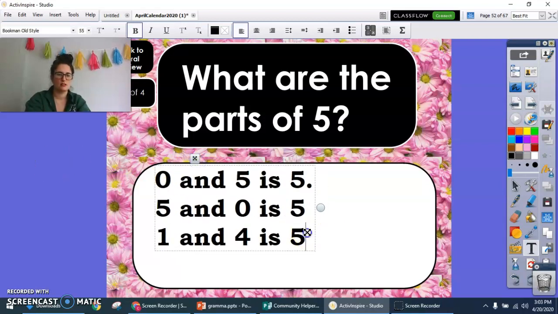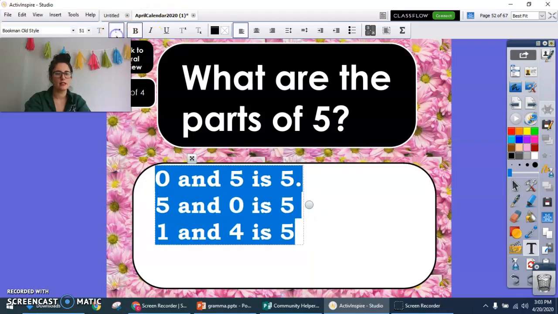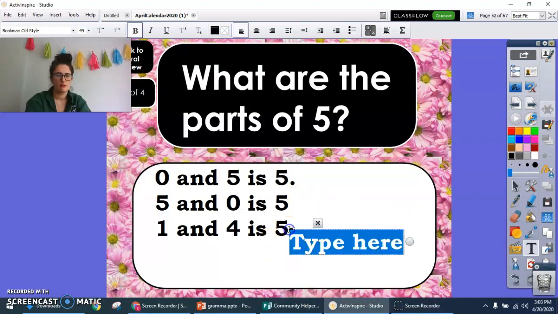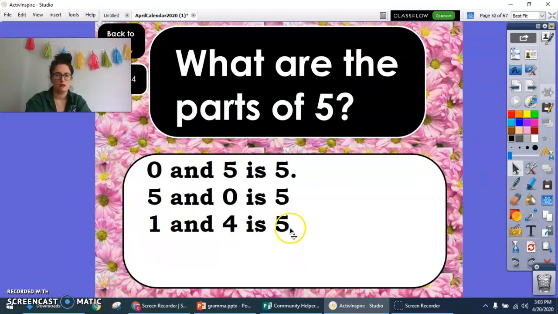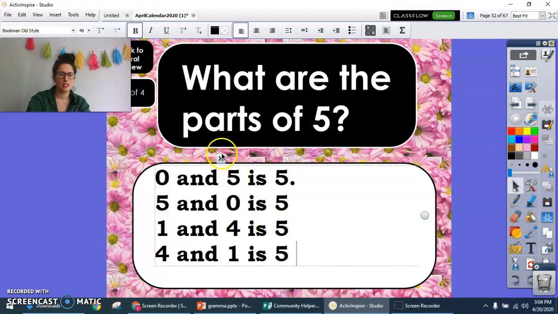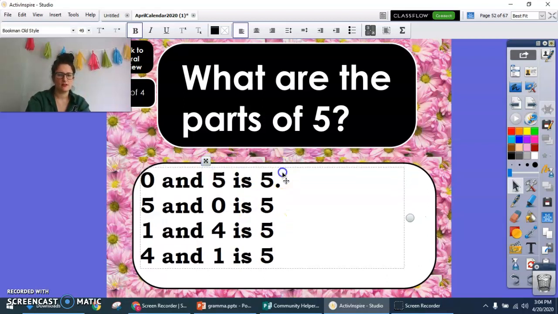Let's scooch this, make it a little tinier. Okay, now we take 1 and 4 as 5, and we're going to flip-flop them. So we have 4. Oh dear. Nope. 4 and 1 is 5. Thanks, guys, for being patient with me while I tried to fix that. All right, 4 and 1 is 5. Well, I like how I put a period there.